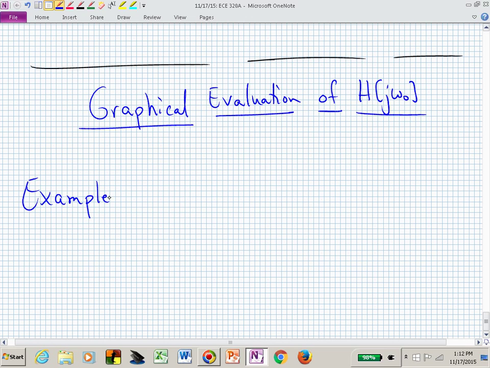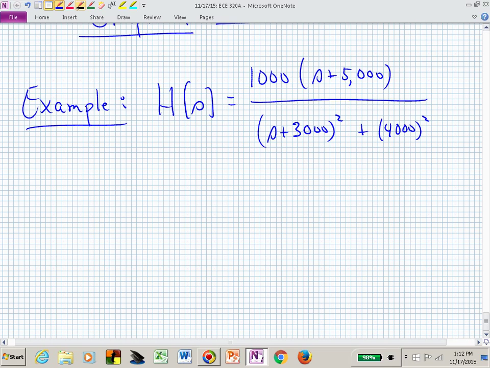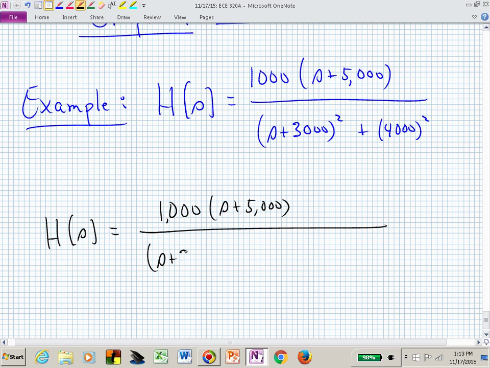I'm out of questions for questions. Let's move on. Suppose now we start with H of S equals 1,000 times the quantity S plus 5,000, and then we have S plus 3,000 squared plus 4,000 squared. I've written the denominator in a factored manner to allow you to explicitly see where those poles are located. Meaning, I hope that you can now see that you have one of those factors of S plus 3,000 minus J 4,000, and the other one is its conjugate.